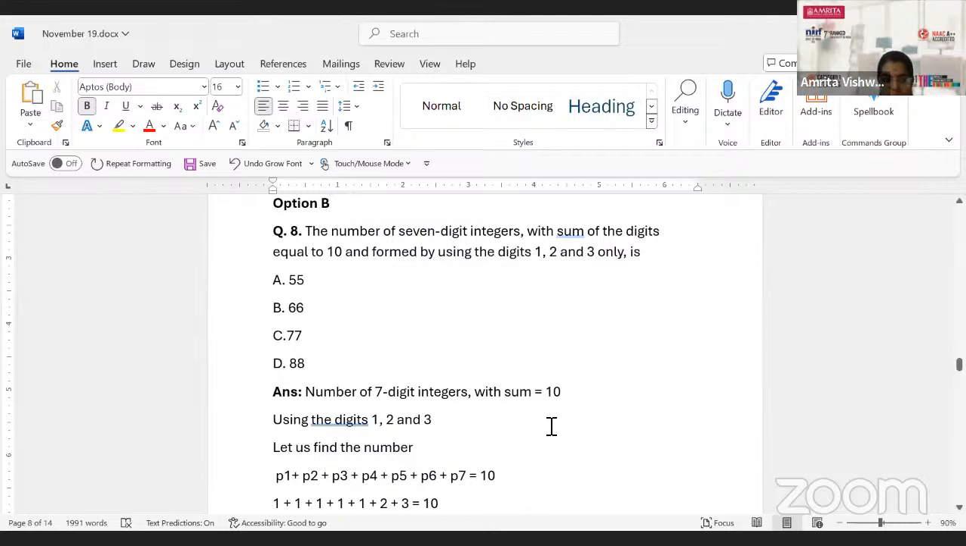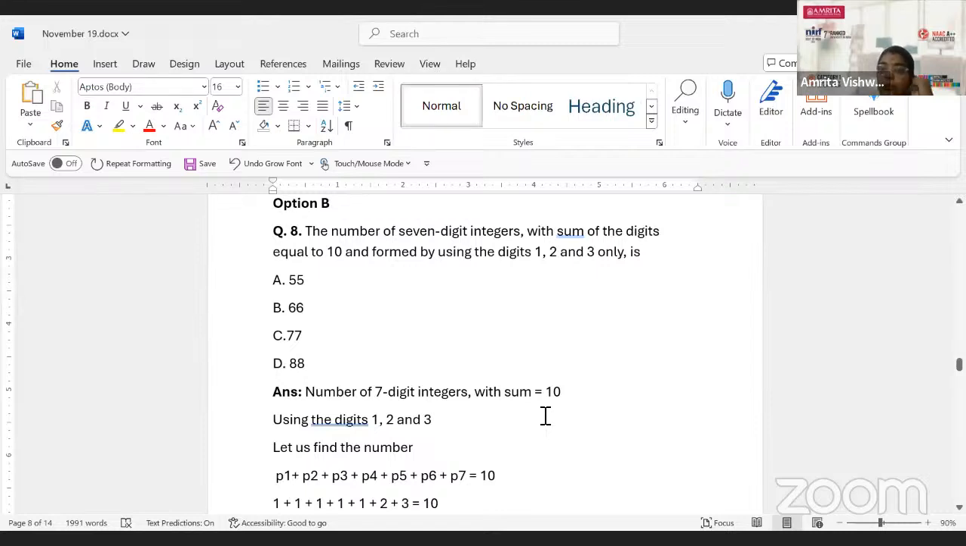Is this question clear? Is this clear to all of you? The question is asking you to find out the number of 7-digit integers with sum of digits equal to 10. And they have already given the digits as 1, 2, 3 only. You can use only the 3 digits, that is 1, 2, and 3.